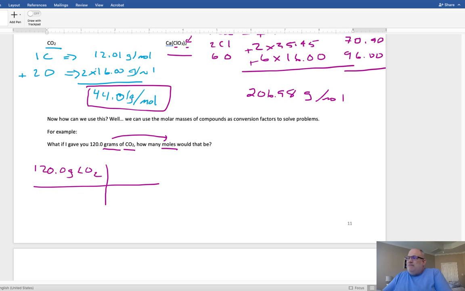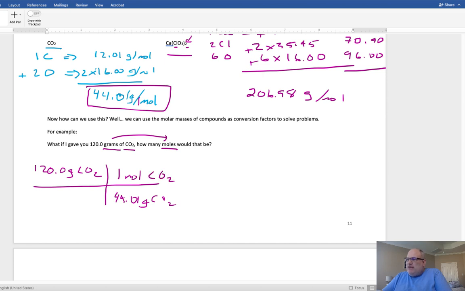Now remember, I can put either, and if you want to be logistic about it, do you realize that that's 44.01 grams per 1 mole of this? So I can either put the mole on the top and the grams on the bottom, or vice versa. And since I have the grams on the top and I have to cancel, I'm going to put 44.01 grams of CO2 on the bottom, and I'm going to put 1 mole of CO2 on the top.